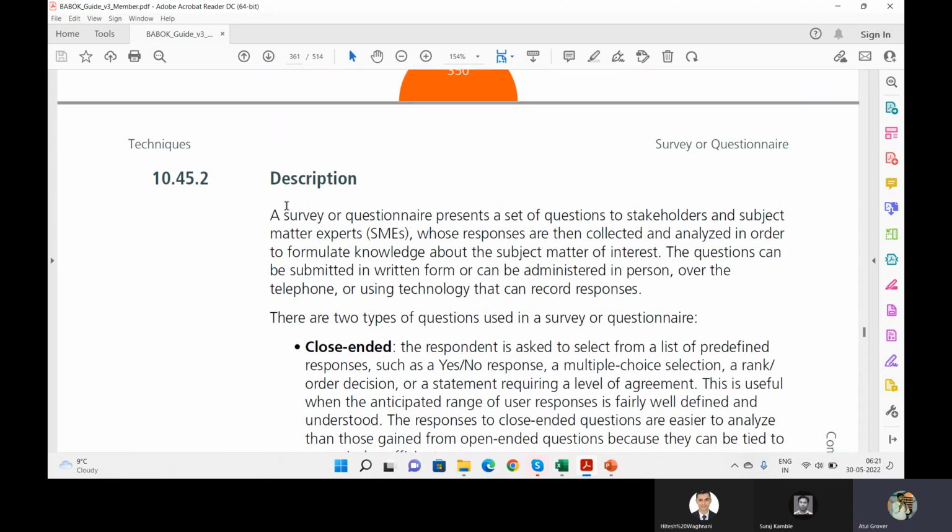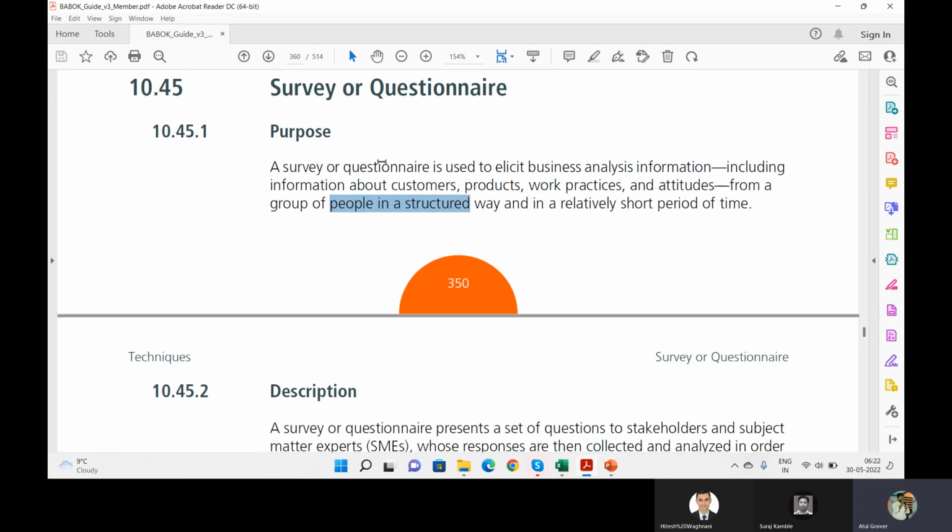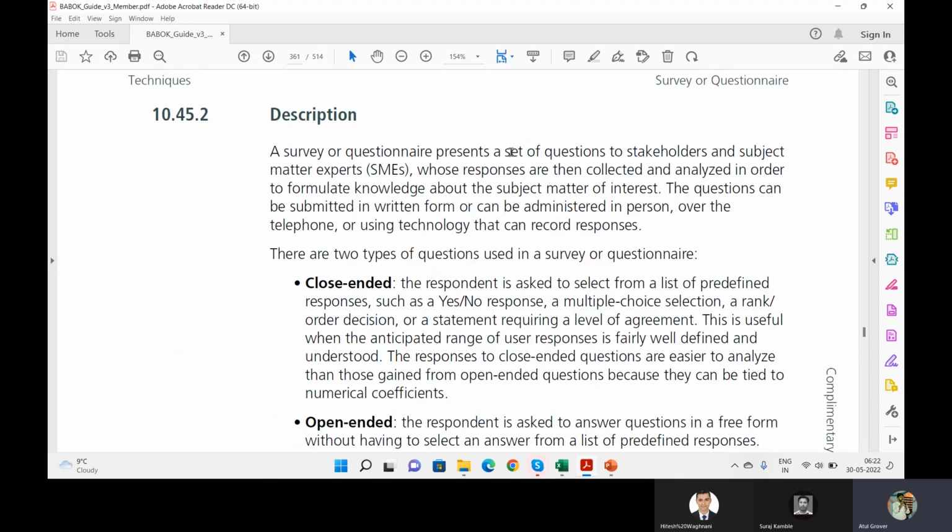Survey description specifically. I'm feeling good to discuss this topic because this is one of the major areas in my studies nowadays, and maybe in the upcoming days as well. I attended one or two good classes on how to define this part. The important point is that a survey or questionnaire represents a set of questions to the stakeholder or SME, who responds, and then the responses are collected and analyzed.